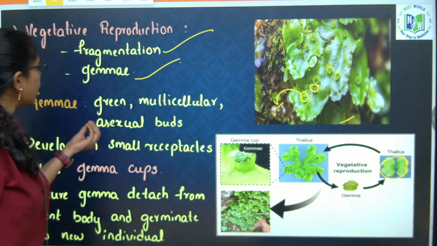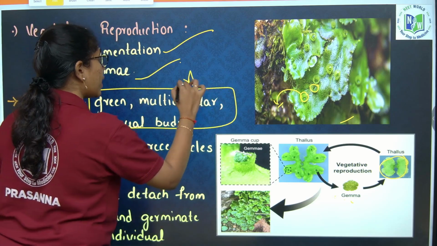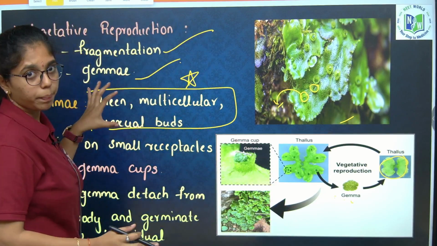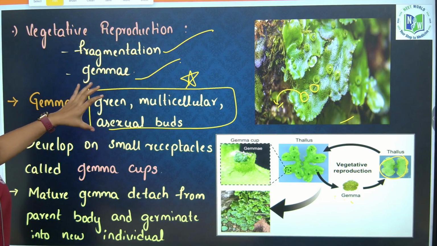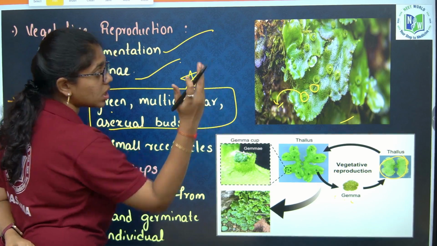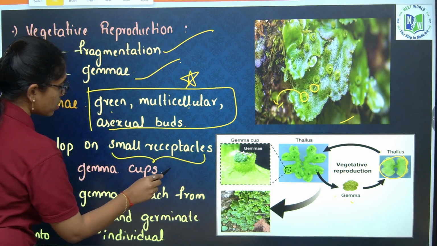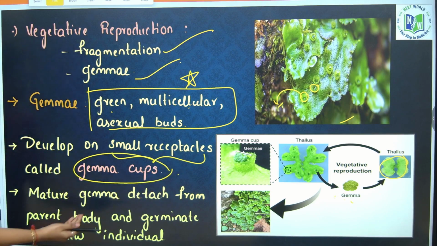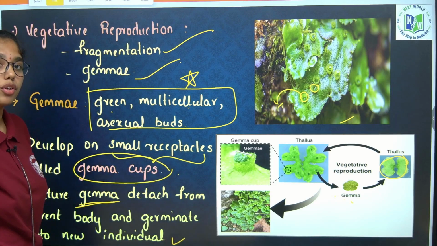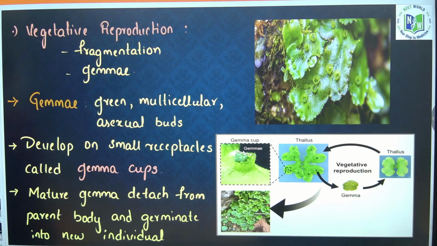Clear? So here how can you describe gemma? These sentences are very important both for statement based and assertion reason questions. Do keep your focus on these statements. They are green, multicellular, asexual buds on the dorsal side of the Marchantia plant body. They develop on small receptacles called gemma cups. Matured gemma detach from the parent body and germinate into a new individual. Clear ma?